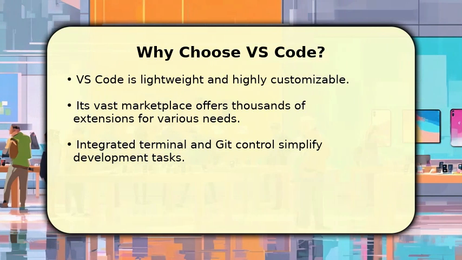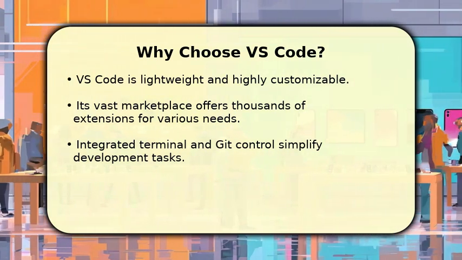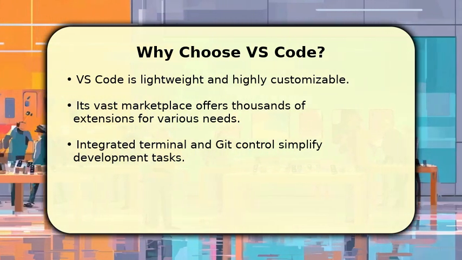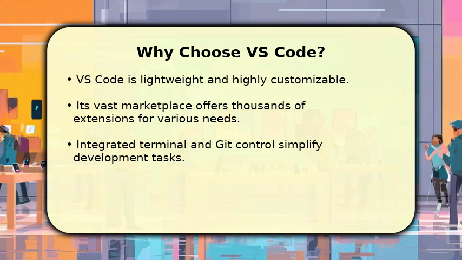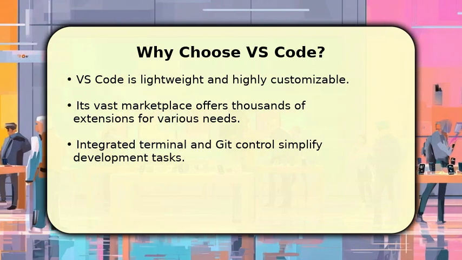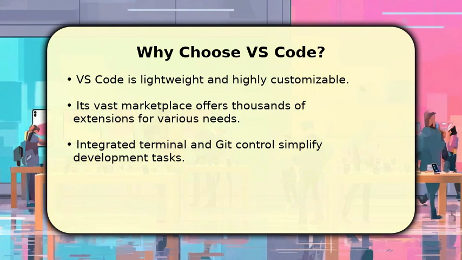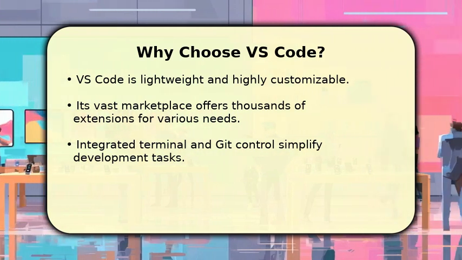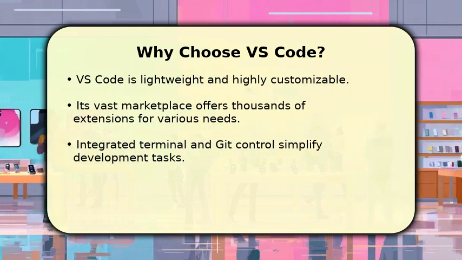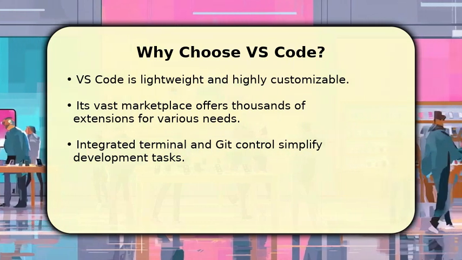Choosing Visual Studio Code for React Native development brings numerous benefits. It's remarkably lightweight, ensuring a fast and responsive experience, yet incredibly powerful. The extensive marketplace boasts thousands of extensions, allowing you to tailor your environment precisely. With an integrated terminal and seamless Git control, managing your projects becomes straightforward. Plus, a vibrant community offers abundant support and solutions for any challenge you might encounter.